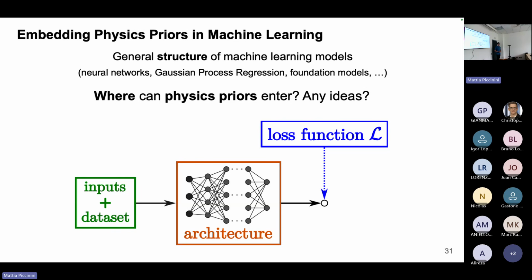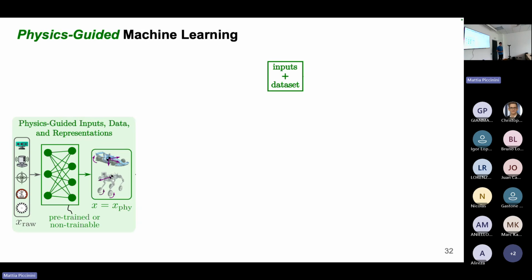So in principle, as suggested, you can inject it everywhere. There's nothing that prevents us from injecting physics priors in the inputs, data set, architecture, or loss function. And this is exactly what we're going to see in the course. We have different terms to name each of the approaches. Let's start from inputs, as suggested by Davide. We call this approach physics-guided machine learning. Physics-guided machine learning is when we try to incorporate domain priors or physics priors inside the inputs or data sets of our model. So what this means is we have some raw sensory data here, for example.